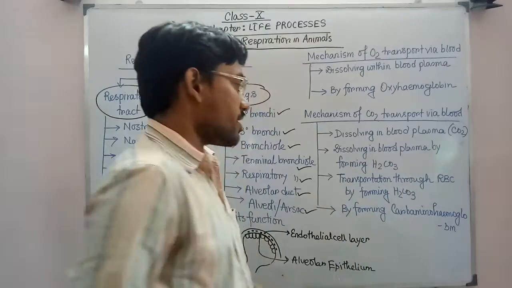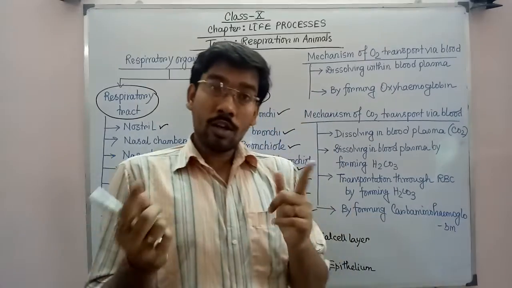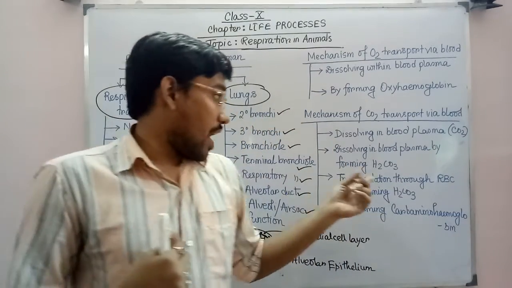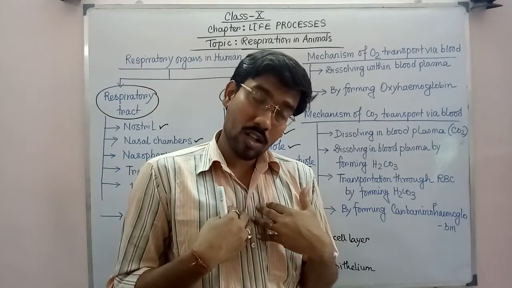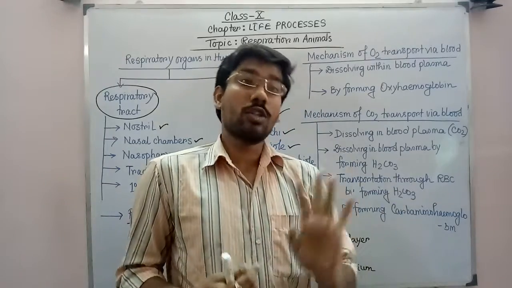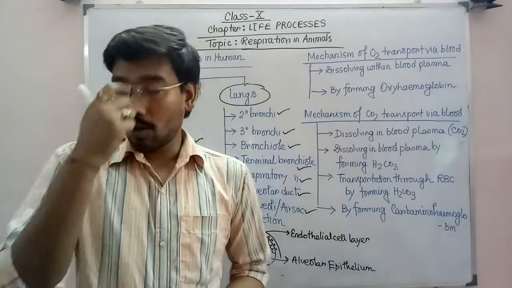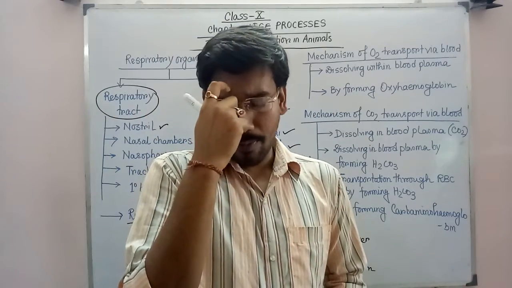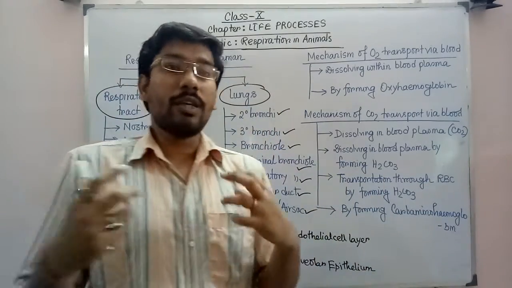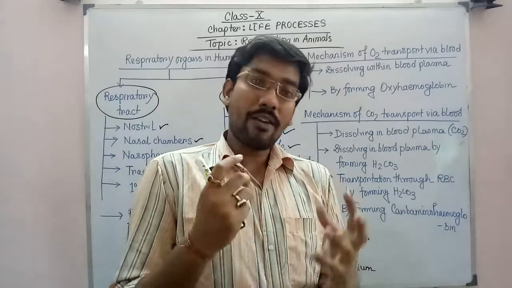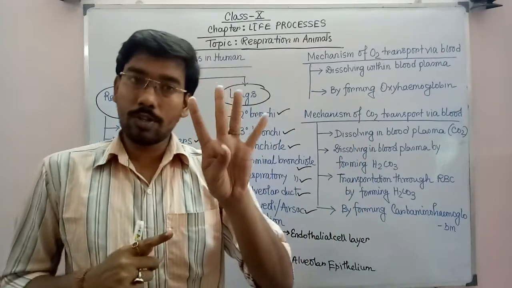Third, transportation through the RBC by forming H2CO3. By forming carbonic acid, or H2CO3, carbon dioxide can be transported to our lung, and that can happen through the RBC, or hemoglobin, also. And the last one, by forming carbaminohemoglobin. Carbaminohemoglobin is another way through which carbon dioxide can come back. Here carbon dioxide reacts with hemoglobin and forms carbaminohemoglobin, and by forming carbaminohemoglobin, carbon dioxide returns to the lung. So for carbon dioxide transportation, there are 4 procedures.